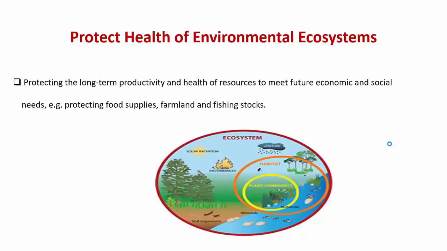Another issue is to protect the health of environmental ecosystems. So, protecting the long-term productivity and the health of resources to meet future economic and social needs, like protecting food supplies, farmland, and fishing stocks.